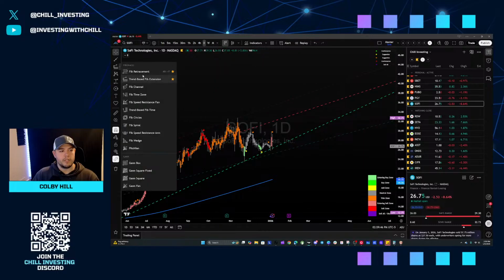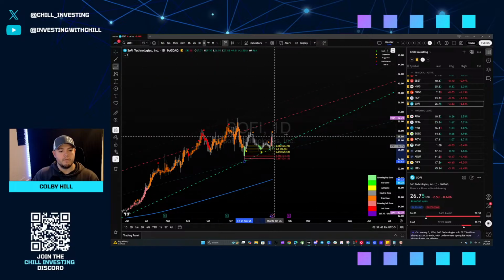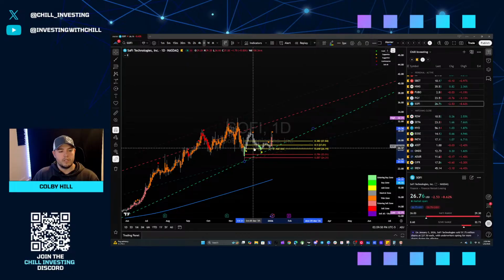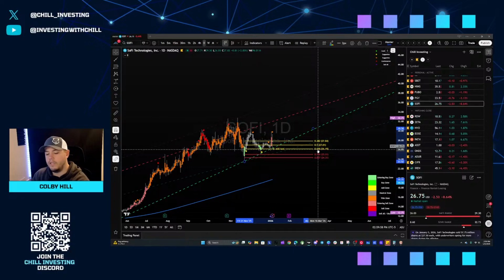You just grab your retracement tool, the bottom to the top, and sure enough, the line found the 618 Fibonacci. That's how the mines work, okay? One sec.